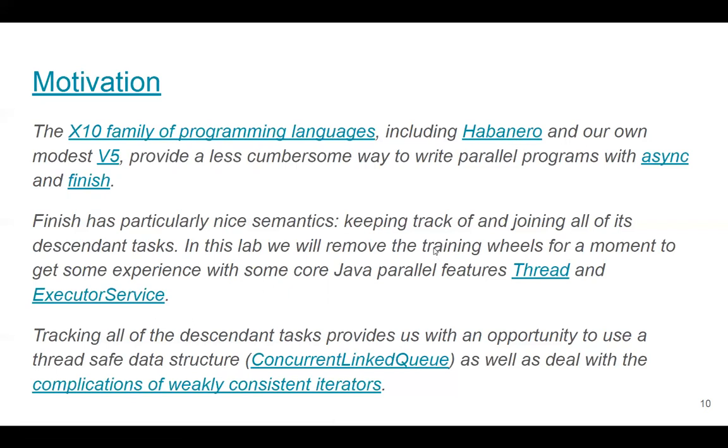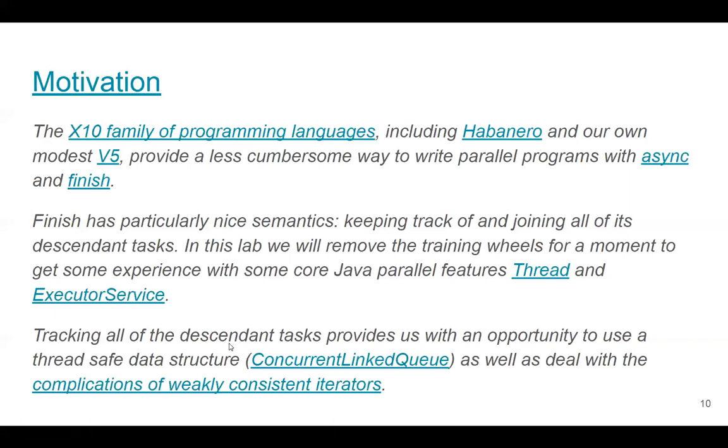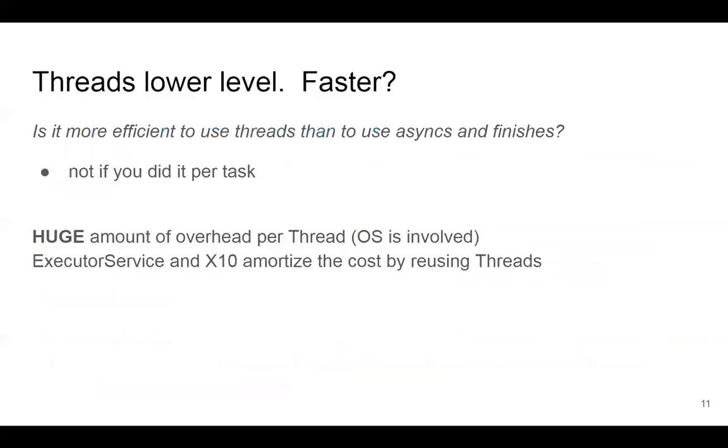And so to see how that would be built in when I don't have async and finish handy, but also it gives us a chance to use our first thread safe data structure. We'll talk a little bit more about it, the concurrent link queue. We're going to transition very soon into the concurrent part of the course. And so we get to deal with a bunch of the problems that come up when you're trying to build something like that. Okay.